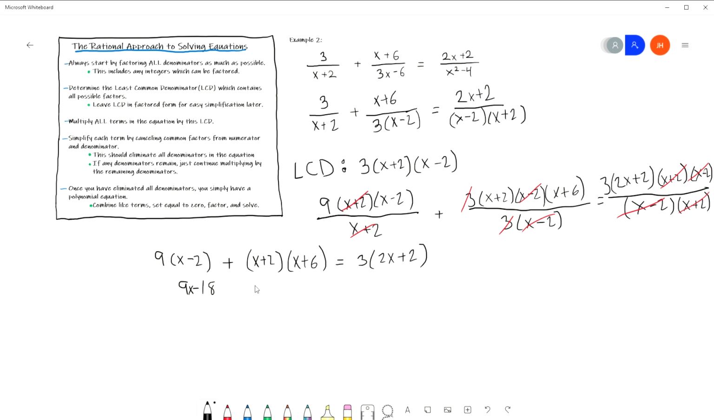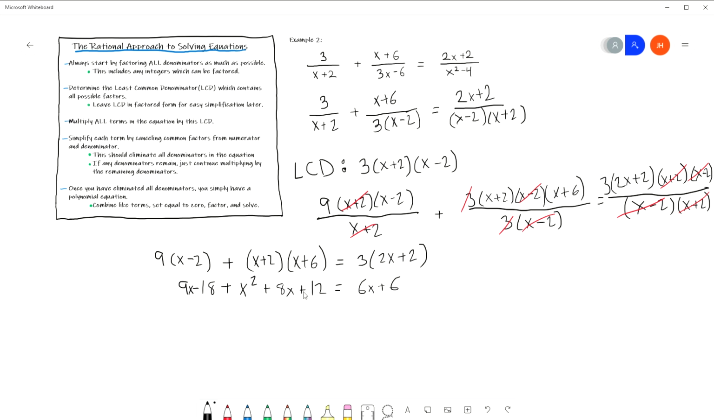9x plus x plus 2 times x minus 6, or x plus 6, would be, let's see, x times x is x squared. 6x plus another 2 is 8x. And 2 times 6 is 12. And this is all going to be equal to 6x plus 6.